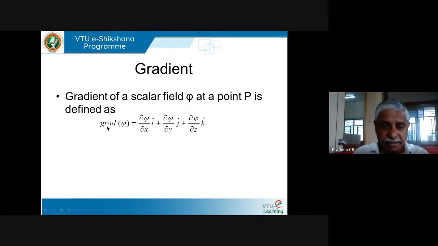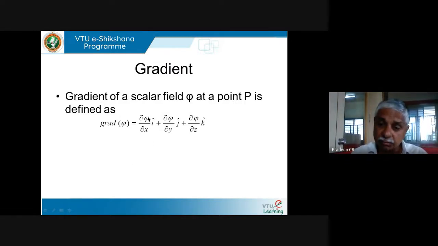The gradient is defined like this: partial derivative of phi with respect to x times i cap, plus partial derivative of phi with respect to y times j cap, plus partial derivative of phi with respect to z times k cap. This is the gradient of phi. As I said, I don't have the time or energy to explain the physical significance of it, but from an examination point of view, you need to know, given phi, how to compute grad phi.